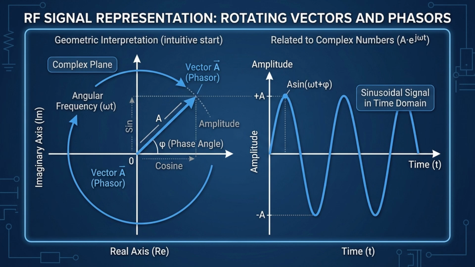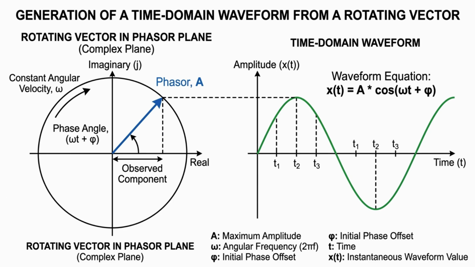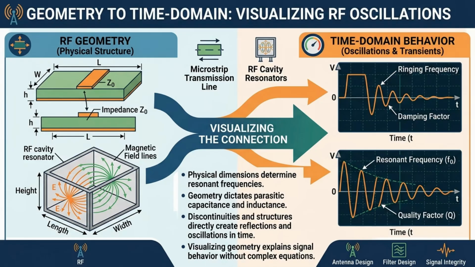In RF systems, sinusoidal signals can be represented as rotating vectors in a plane. This is closely related to the concept of phasors and complex numbers, but vectors provide a more intuitive geometric starting point. As a signal evolves over time, its vector representation rotates at a constant angular velocity. The projection of this vector onto a specific axis corresponds to the observed time-domain waveform. This connection between geometry and time-domain behavior is one of the most powerful ideas in RF engineering because it allows engineers to visualize oscillations instead of only working with equations.